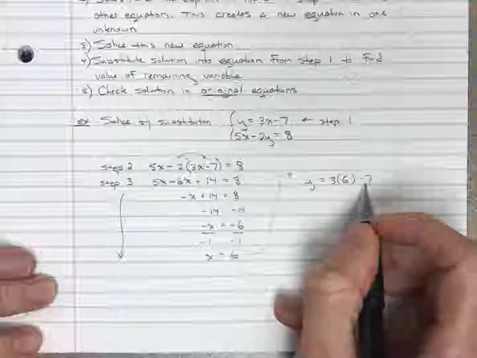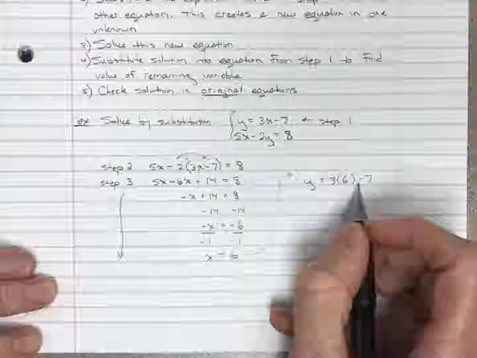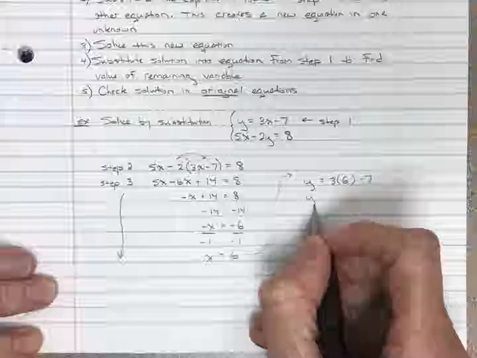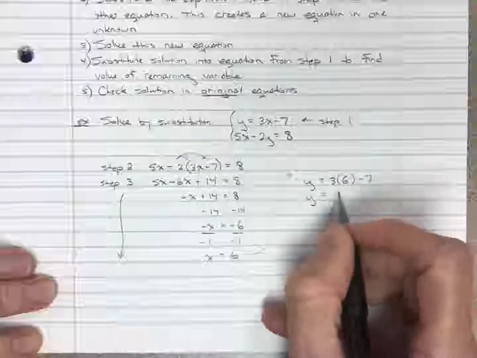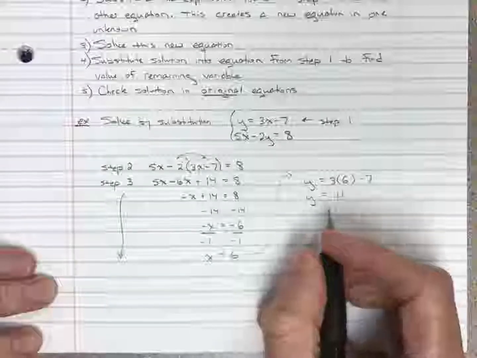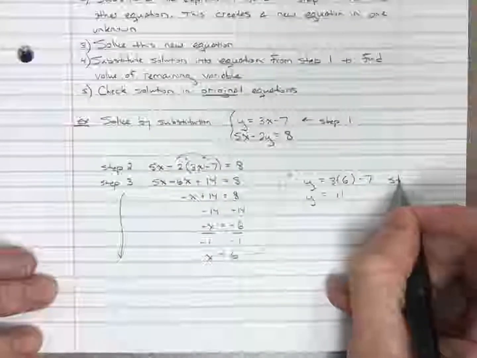And I always want to use parentheses when I substitute. And then again, this is a calculation. If you need a calculator, help yourself. Mentally, 3 times 6 is 18. 18 minus 7 is 11. So this is step 4.